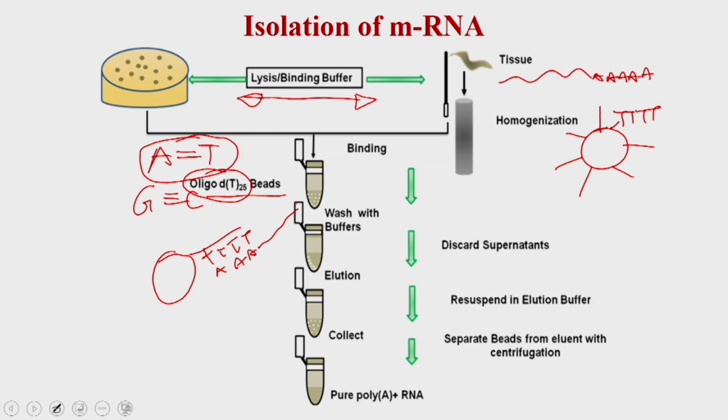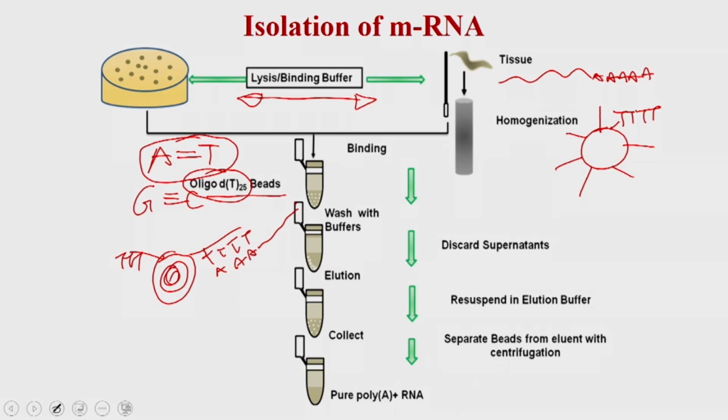So, if one messenger RNA will bind to one tail, then the second will bind to the other one, like that. So, what will happen is, at the end the messenger RNA pool which is present in your cell lysate is going to bind the poly T tail which is present on these beads, and then what you do is, you wash these beads with a washing buffer, and then you do the elution.